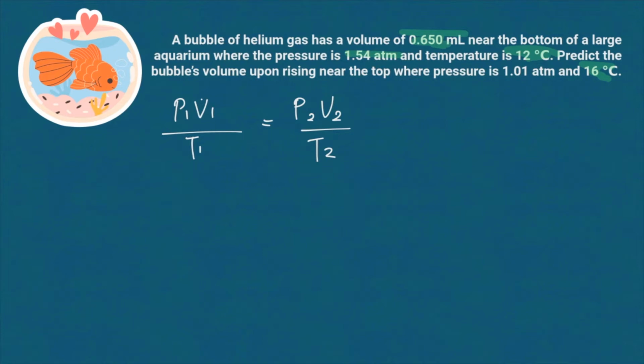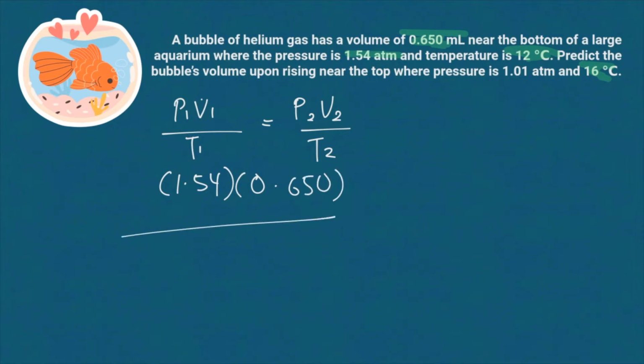So what we need to do now is plug in the values. The initial pressure is 1.54 atm and the volume is 0.650 milliliter. We convert it to liter, it becomes 0.650 liter, and the initial temperature is 12 degrees Celsius. So 12 plus 273, that is for the initial one. So we are going to plug in the other one.